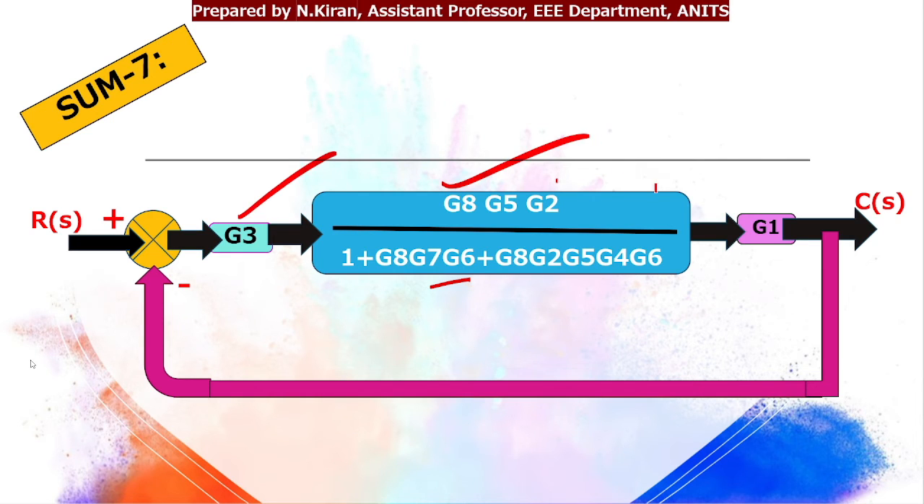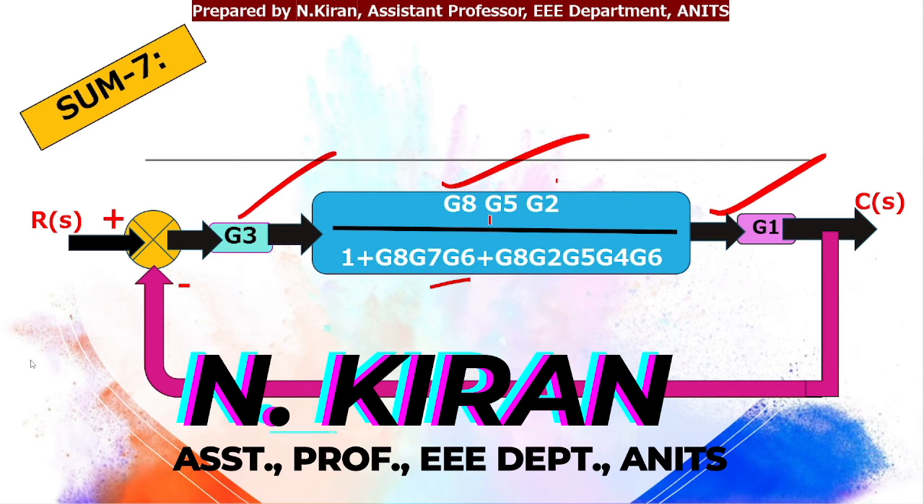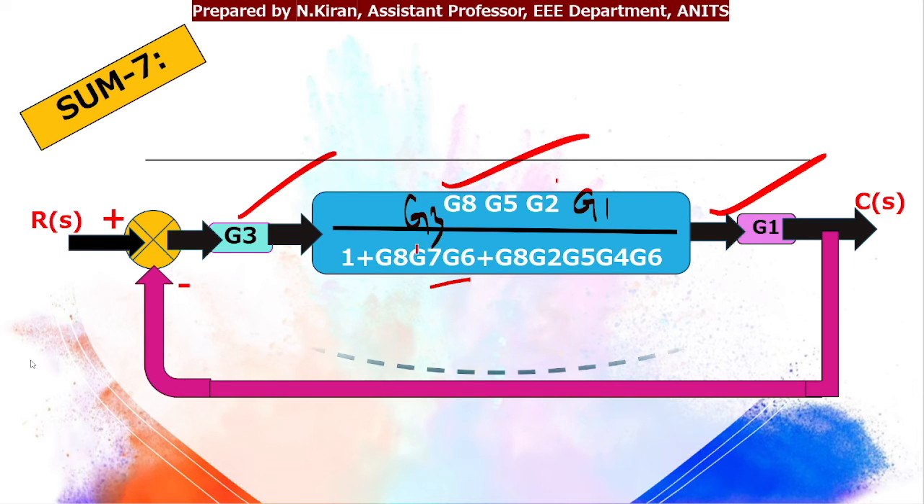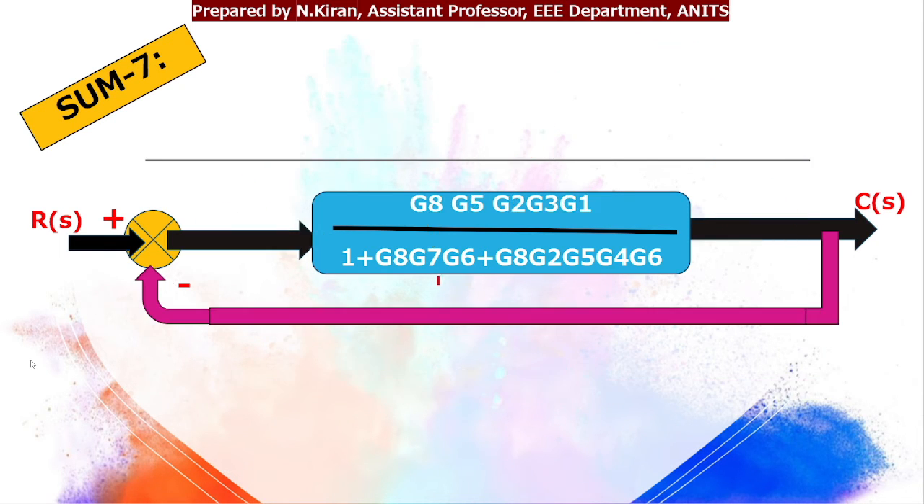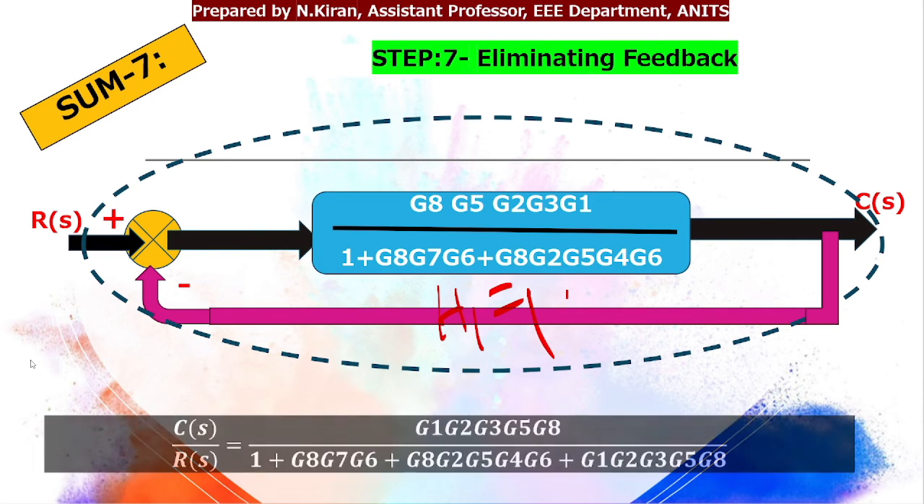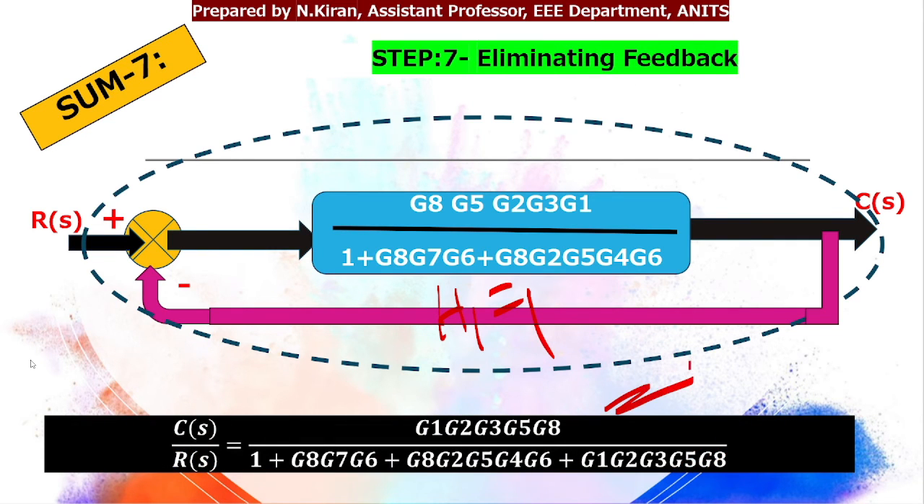These three blocks are in cascade. So the numerator will get multiplied by G1 into G3. So the feedback gain value is 1. So therefore on simplification will give me my required transfer function as G1, G2, G3, G5, G8 by 1 plus G8, G7, G6 plus G8, G2, G5, G4, G6 plus G1, G2, G3, G5, G8.